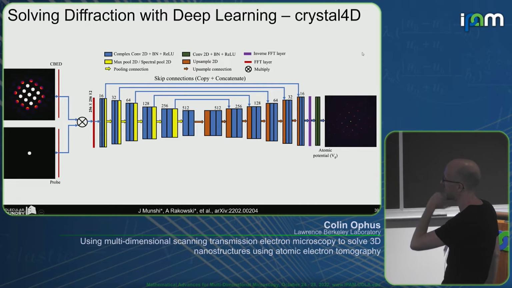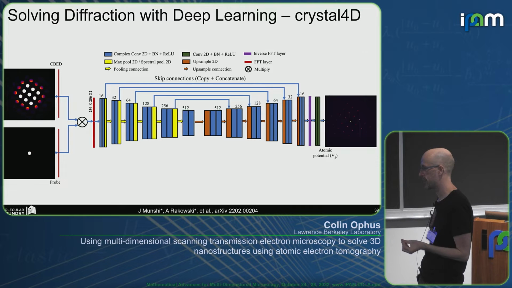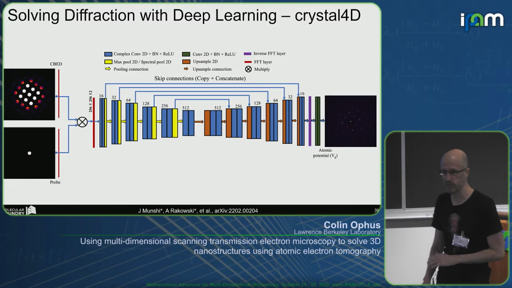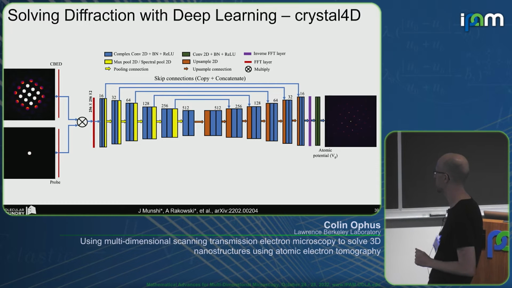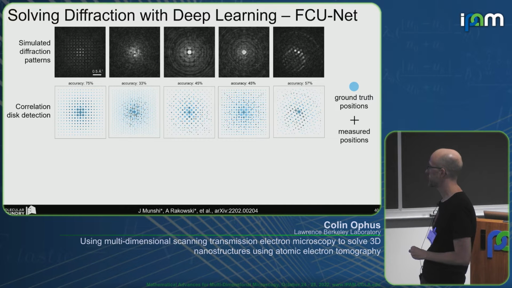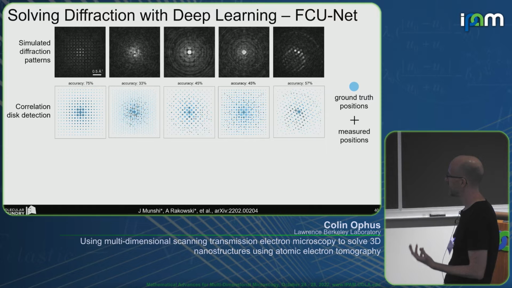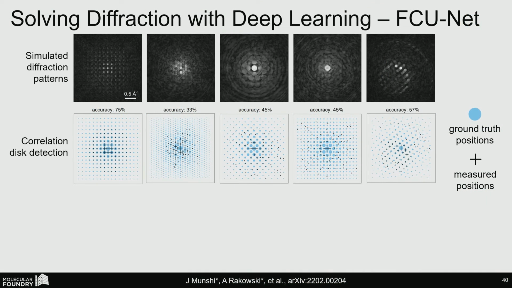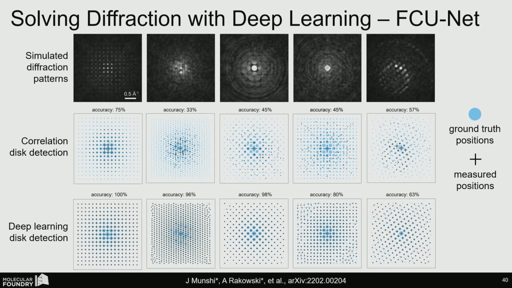So here on the left, that CBED pattern, or convergent beam electron diffraction pattern, is very easy to interpret. But of course, we include many, many diffraction patterns with lots of overlapping disks and confusing contrast, and very thick samples too. So here's just a quick validation to show how well it works. In blue, we're showing the ground truth, and crosses in black, the measured positions using the old algorithm, correlation disk detection, for 5 of the images in our validation data set, and then just comparing them against our FCUNet deep learning training. And don't pay too much attention to the accuracy numbers.